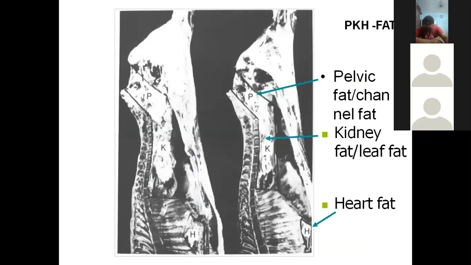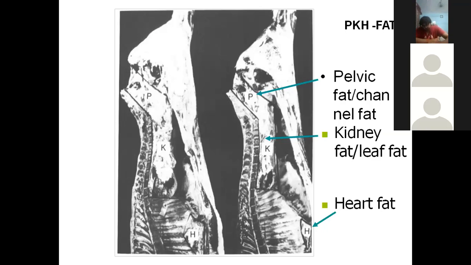Next, the third thing I talked about is the pelvic fat, kidney fat, and the heart fat. You can just see my pointer. This is the pelvic fat. This is the kidney fat, which we also call lead fat. During slaughtering, you must have seen the pelvic fat; we can just remove it by pushing. Kidney fat, or lead fat, is found around the kidney. And the heart fat: the heart is also covered by fat. You can see it around the heart region. That fat is called heart fat.